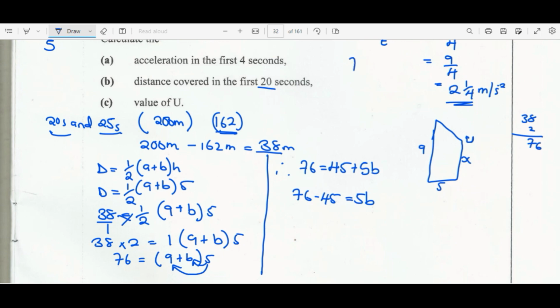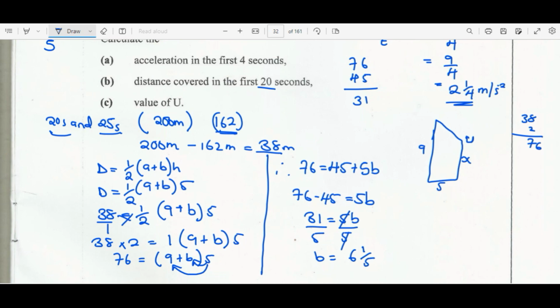So 76 minus 45. So here it is 1, and then here when we subtract 7, so it is 3, and then we're going to have a 31, meaning 31 is equal to 5b. So we divide both sides by 5, so b is equal to 5 into 31. 5 into 30, that is 6, we're going to have remainder 1, and then over 5.